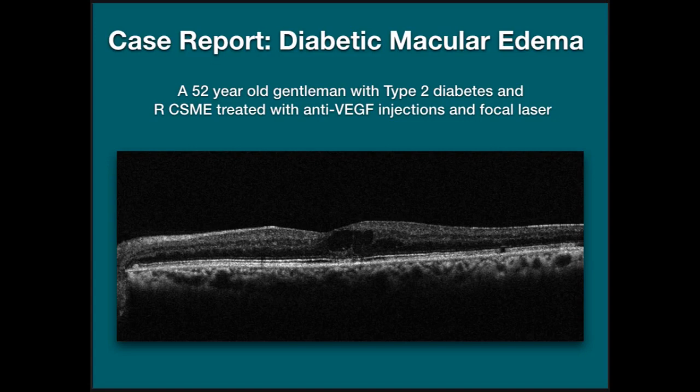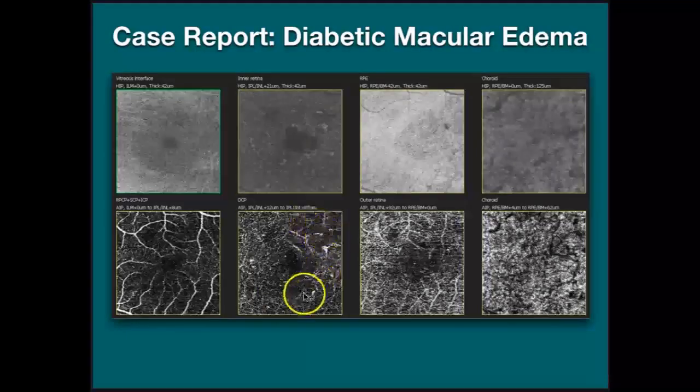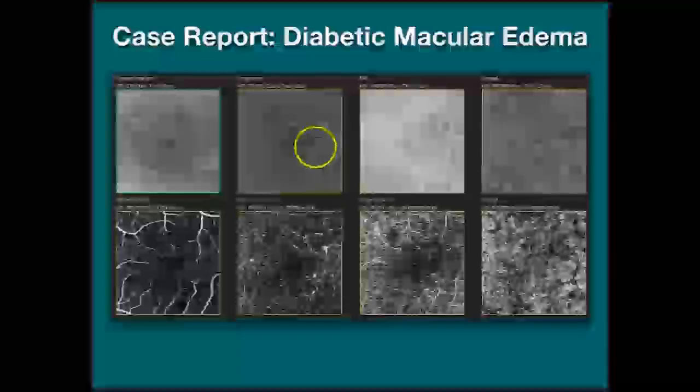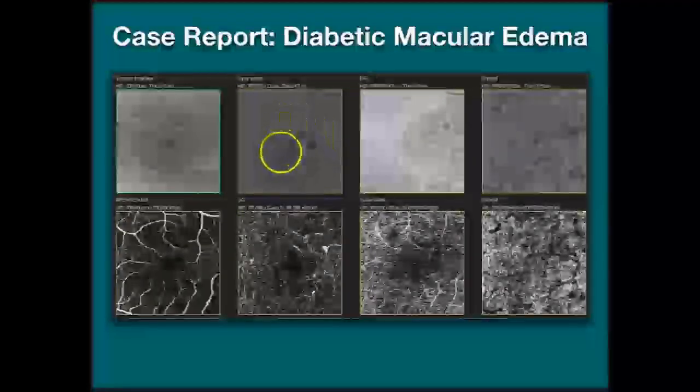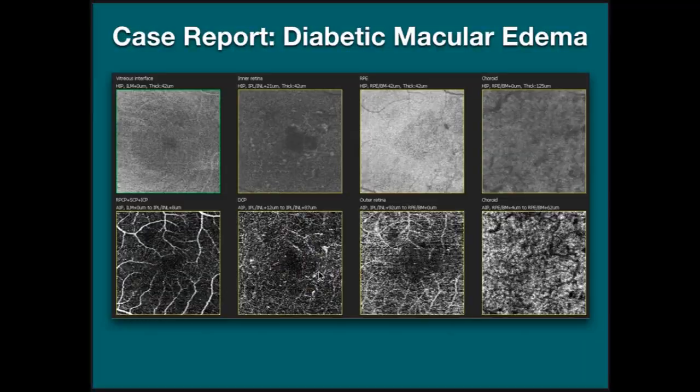edema, who's currently on treatment with anti-VEGF injections and some focal laser, I decided to angiography his eye with OCT as well. And we find that even though he's got a large number of microaneurysms, you can see heaps of them in that image, they visualize really well, and he's got cysts in his macula, in his foveal area, you don't actually see any significant capillary dropout on this patient.